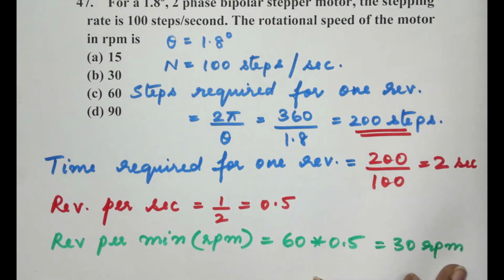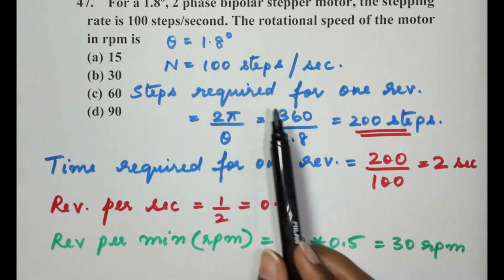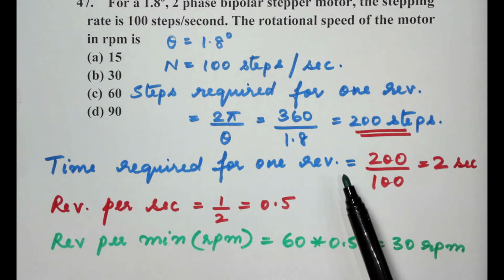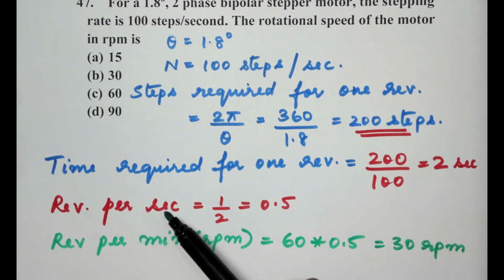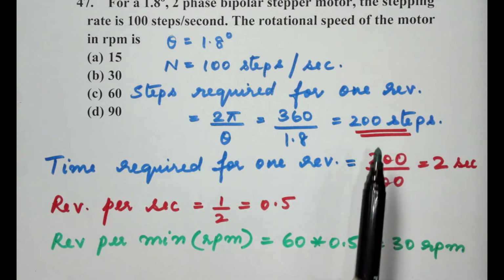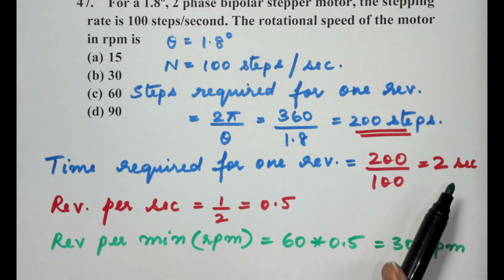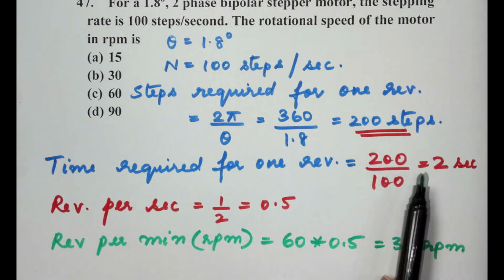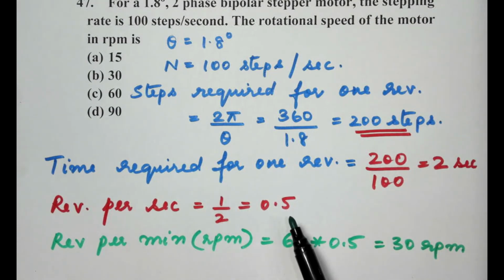So what we did over here was first calculate the steps required for one revolution, then calculating the time, and then seeing the revolutions per second. Because we have the number of steps, we have the time required for one revolution. So revolution per second, just flip that over, reciprocal of this. So that's 1 by 2, 0.5. Then revolutions per minute would be 0.5 times 60 seconds.